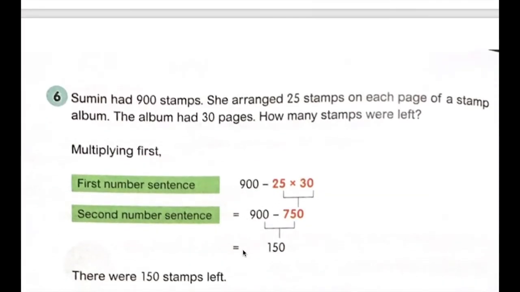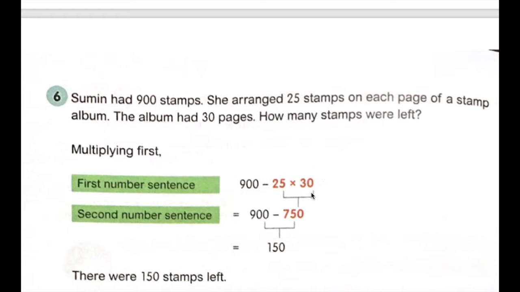Okay, now, Sumin had 900 stamps. She arranged 25 stamps on each page of a stamp album. The album had 30 pages. How many stamps were there? Nah, dia bilang kan punya 900. Dia sudah pakai nih, sekian, 25. Dalam setiap halaman ada 30 halaman. So, you will write it 900 minus 25 times 30.